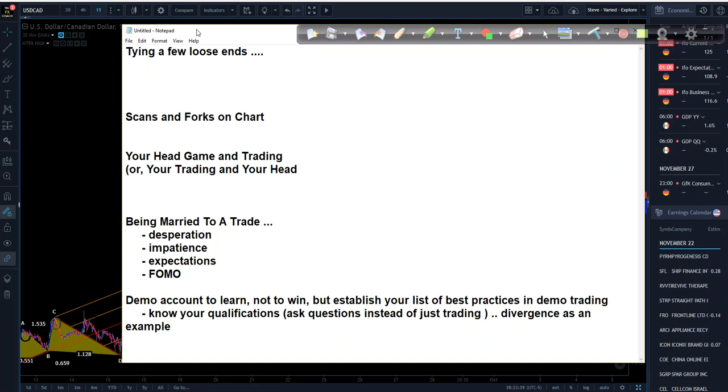So don't be married to taking a trade. Don't be desperate. Don't be impatient. Don't be taking it because of false expectation. Oh, I've got to get 10 trades in this week or I'm behind schedule. Because all that's going to do is give you a lottery ticket trade.